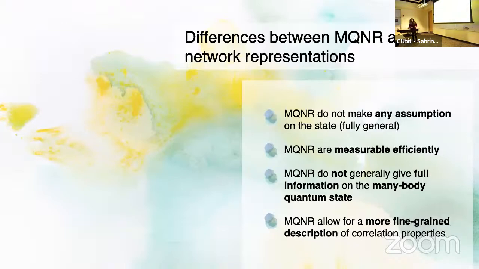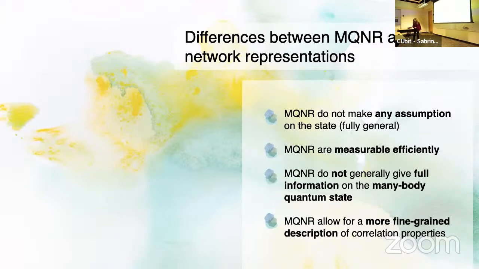Now, again, the first question that comes to mind, or one of the most common questions I've been asked really when I talk about these things, is: is there any connection with tensor network representations? And of course, there are differences, and I point them out here. So these networks make no assumption on the type of states. So they are fully general. You just measure 2-body density operators, and you can then reconstruct the network of any pairwise quantity you want.